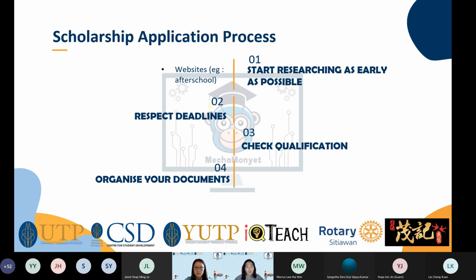Step 1. You may do research on scholarships available on internet websites as early as possible. I would suggest a website named After School. In this website, you could find different types of scholarships depending on your course. There are overseas programs or local programs as well. Not only that, but they also provide a list of universities offering the course that you wish to study. I will share the screen and show how the After School website looks.